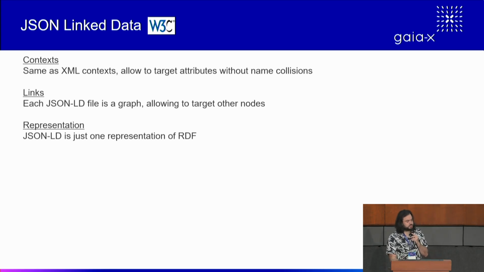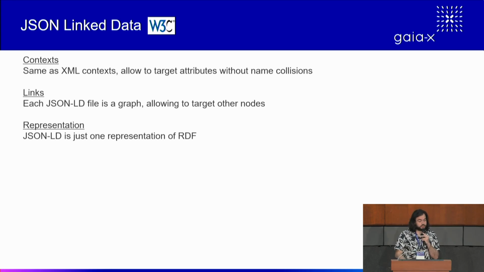This means that we are using JSON linked data or JSON LD. You have the same notions as in other languages. For example, in XML, we do have context that allow you to have your own context and to not enter in conflict with other notions. You can reuse, for example, the name address in your context and not clash with a vCard address or an organization address. You also have this notion of link, allowing you to make a graph of credentials and claims, targeting other nodes, making rules on other nodes.